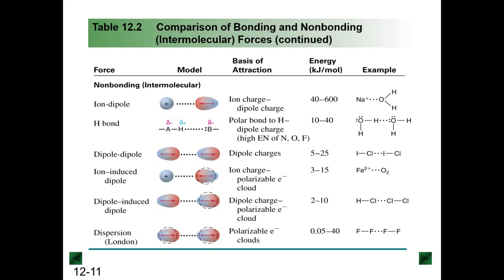These weak fluctuations can induce weak fluctuations in nearby nonpolar atoms themselves. This becomes a cooperative interaction. And we'll see how this manifests itself later. These are very weak forces, on the order of 0.05 to 40 kilojoules per mole for very large nonpolar systems.